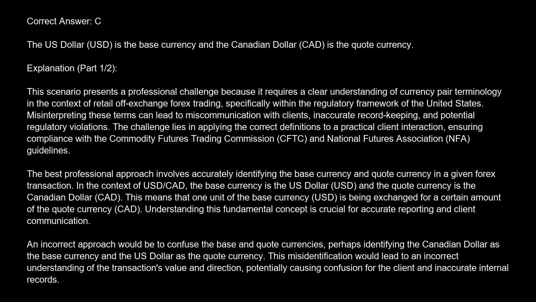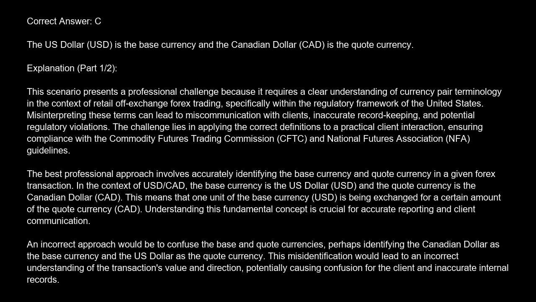The correct answer is C. The US dollar, USD, is the base currency and the Canadian dollar, CAD, is the quote currency. Explanation: this scenario presents a professional challenge because it requires a clear understanding of currency pair terminology in the context of retail off-exchange Forex trading, specifically within the regulatory framework of the United States. Misinterpreting these terms can lead to miscommunication with clients, inaccurate record keeping, and potential regulatory violations.